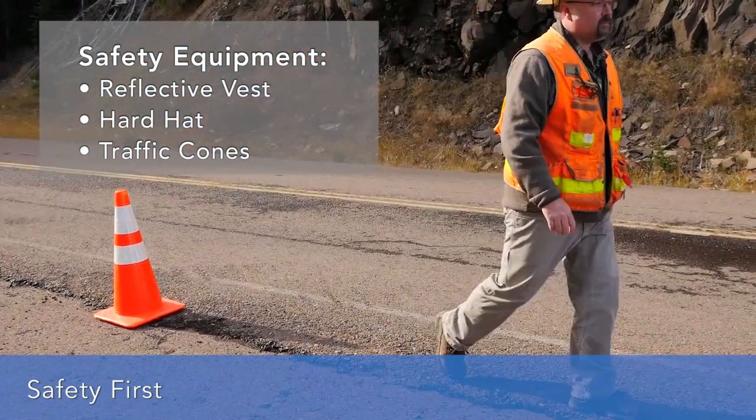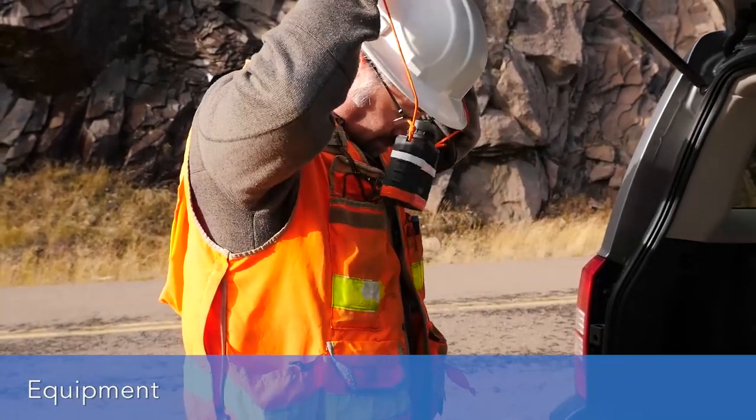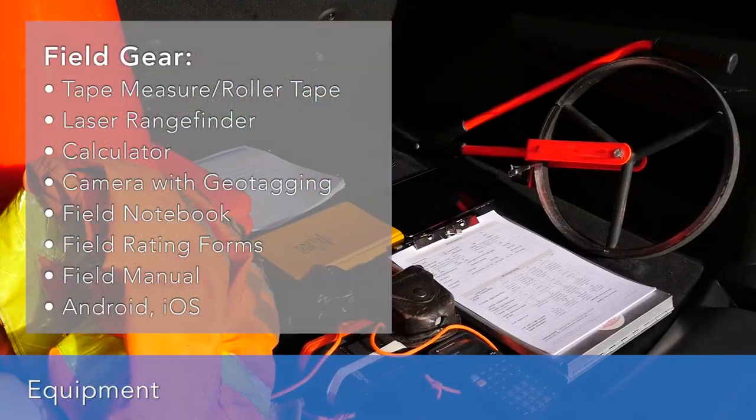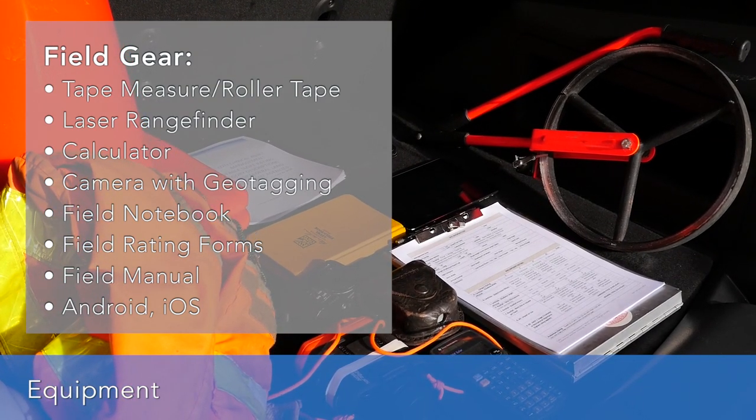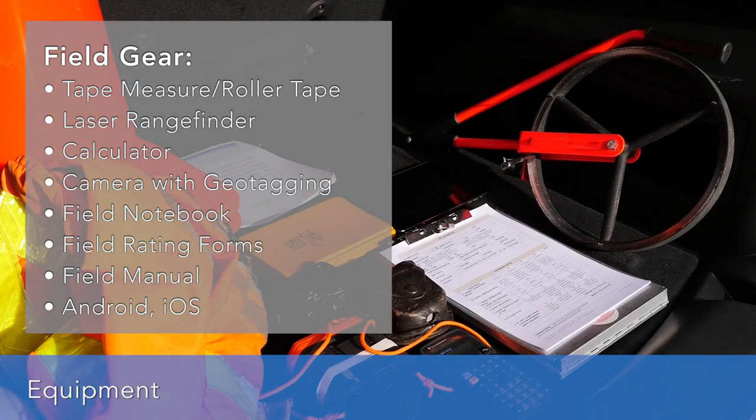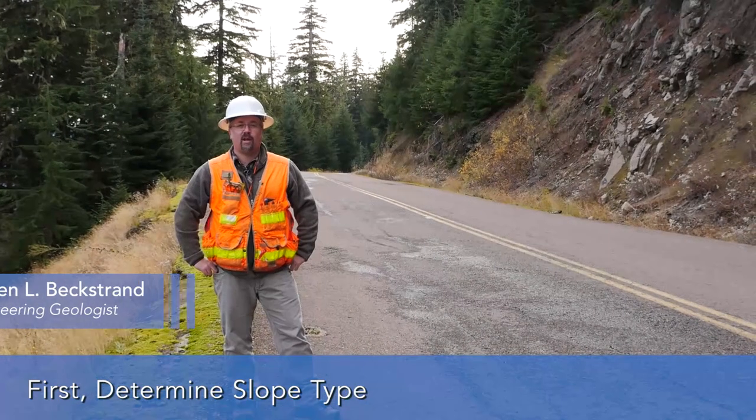After those are placed out and you have all your safety gear on, you can grab your other field gear, including a tape measure to measure various rock slopes and offsets, a laser range finder for larger distances, a calculator, a camera, preferably with the GPS monitoring system on there so you can geotag your photos and know where they're at, a field notebook, a field form, the field manual to describe each one of the categories, and your selected device for entering field data.